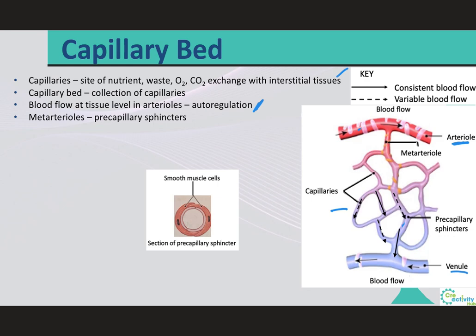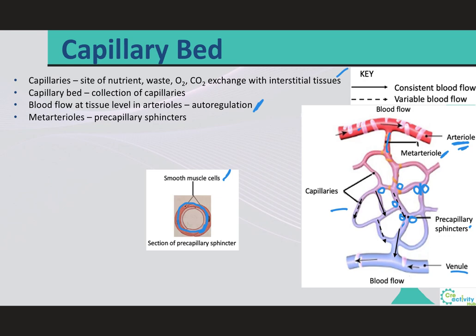Now, the vessel that takes the blood from the arteriole to reach the capillary bed is called a metarteriole. And these metarterioles have what we call a precapillary sphincter that will also control the blood flow within the capillary bed. So these are smooth muscles, as we can see from this image, that will either constrict or relax, and they're present in the capillary beds, as we see over here, and they control the amount of blood passing through the capillaries.